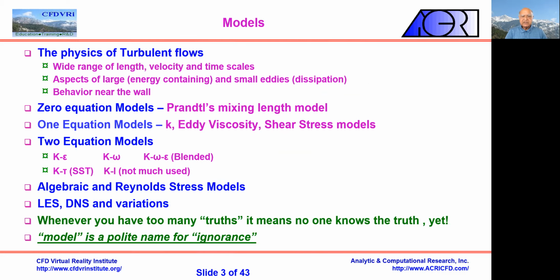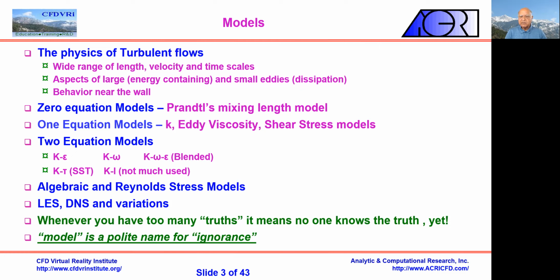So as far as the physics of turbulent flows is concerned, there is a wide range of length, velocity, and time scales. And they are aspects of energy transfer from the large energy-containing eddies to the small dissipation eddies. Then one interesting thing happens, which is that the behavior of turbulence near the wall is very different from that away from the walls. There have been many models devised since 1905, I believe.